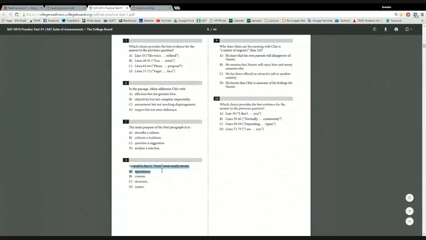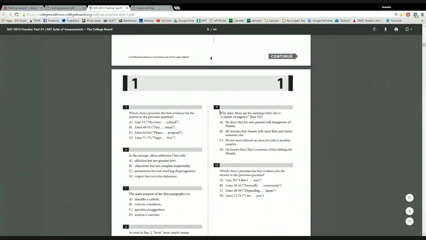Appearance, that's not a procedure. A custom is actually something you follow in a tradition, and it's similar to procedure because you follow a custom. So that seems to be right, and it actually is the right answer. Structure and nature do not match the context of the word. So the answer is B, custom.